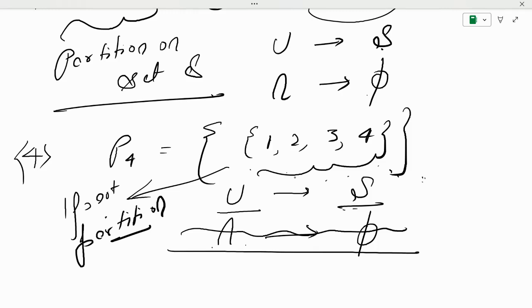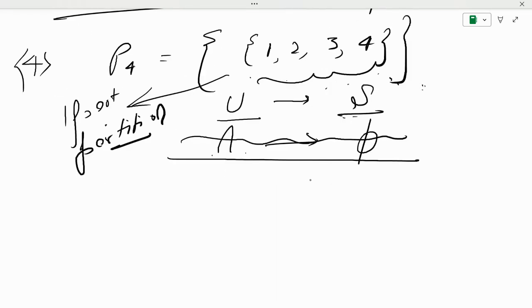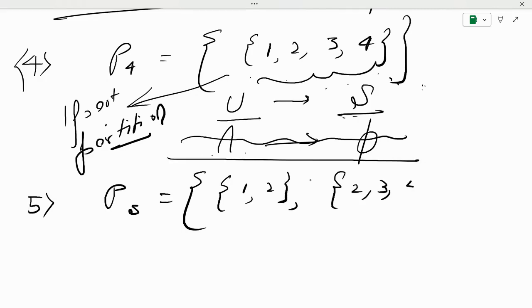Now I hope you are able to understand what partition means. But there could be some other divisions of the set into subsets which wouldn't be partitions of that set. For example, if we consider P5, and we take {1, 2} as one subset and {2, 3, 4} as another subset.